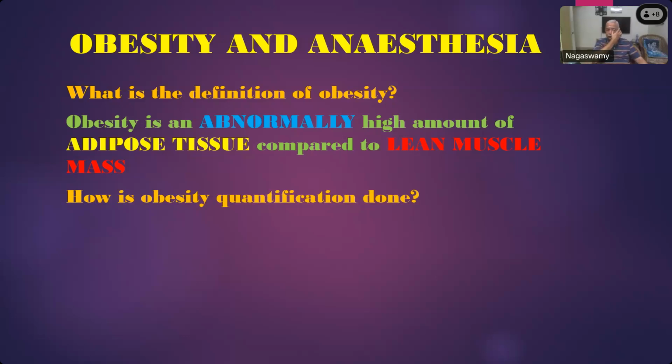Underweight is less than 18.5. Normal 18.5 to 24.9. Very good. Overweight is 25 to 29.9. Then obese class 1 is 30 to 34.9. Class 2 is 35 to 39.9. Class 3 is more than or equal to 40. Very good. So our patient has been given here as 46. So it is class 3 obesity, more than 40. So that is how you quantify.